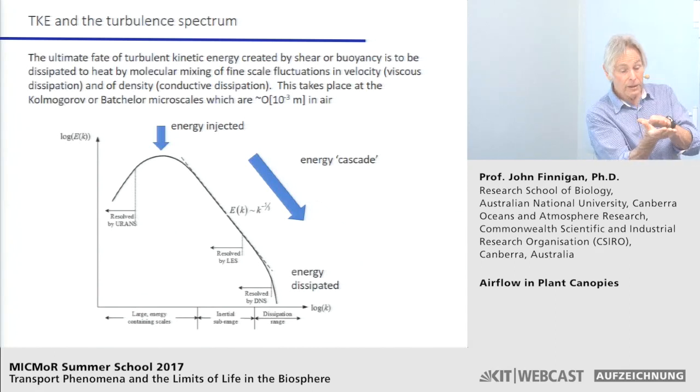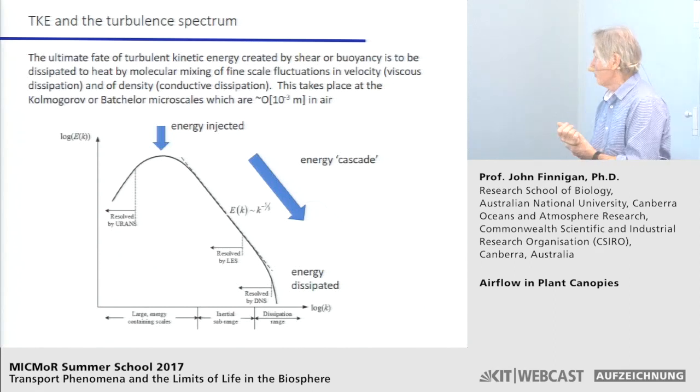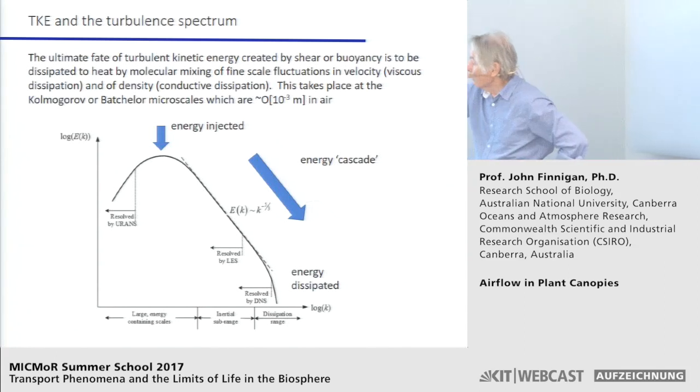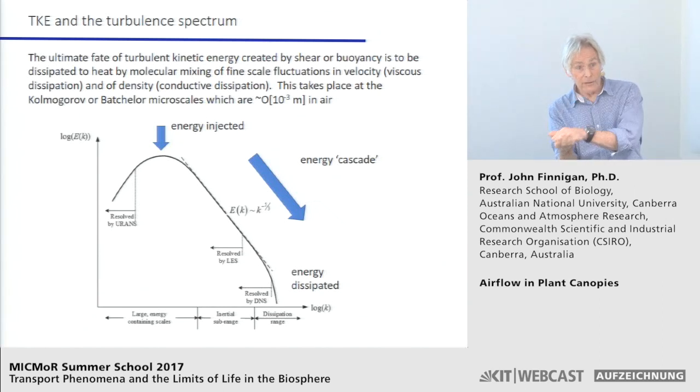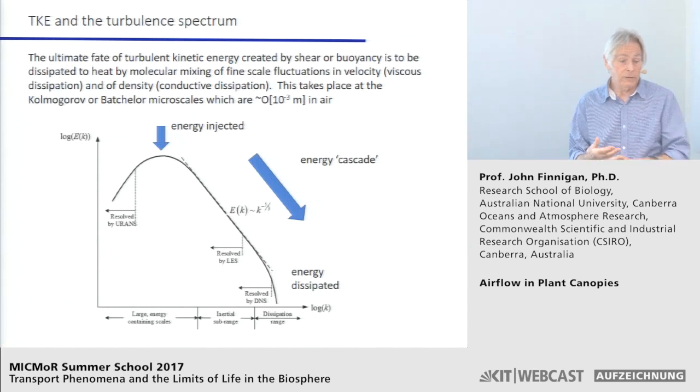In the same way, differences in density can be smeared out by conductivity, and again, the ultimate result of that is heat. So we inject energy in what we call the energy-containing scales of turbulence. It gets passed from eddy to eddy, smaller and smaller, and then it gets dissipated to heat.